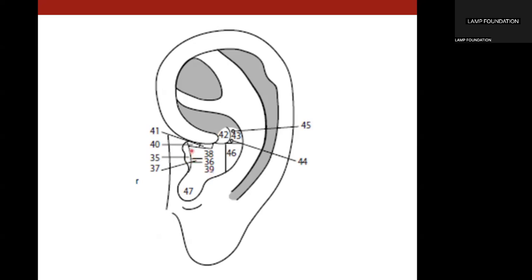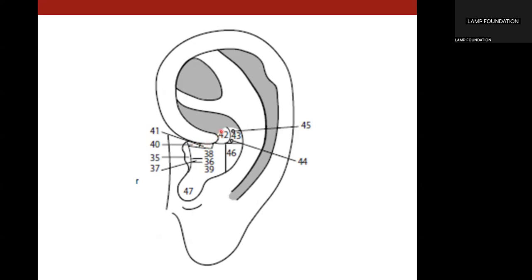Number 40 is the esophagus point. We take the length of the distance from the upper curvature of the mouth point to the lateral end of the lower border of the crus of the helix. Then we divide this distance in half. The most medial half is the esophagus area. Then this one, 41, is the cardiac sphincter area, which is the half that is lateral to the esophagus area.